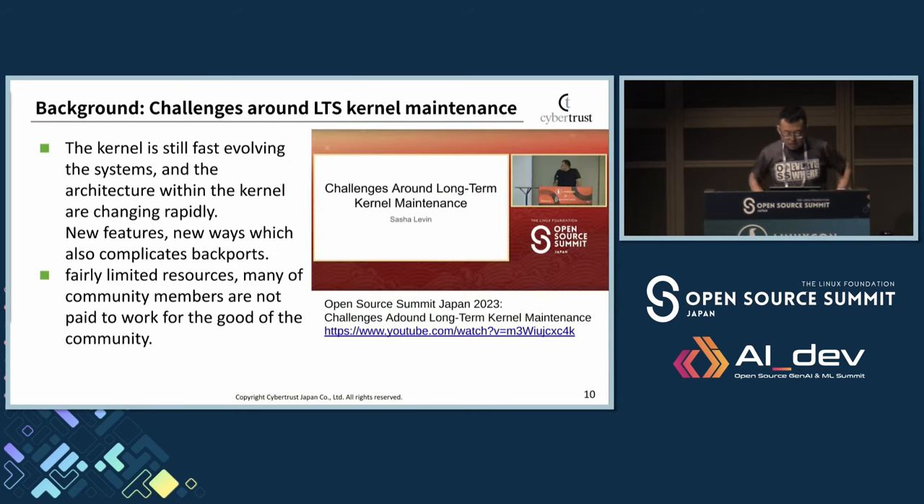What was the specific background? This is from a session, Challenges Around Long-Term Kernel Maintenance, presented at Open Source Summit Japan last year. The text on the slide is quoted, so I'd like to read it. The kernel is still rapidly evolving, and the systems and architecture within the kernel are changing rapidly. New features, new ways, which also complicate backporting.